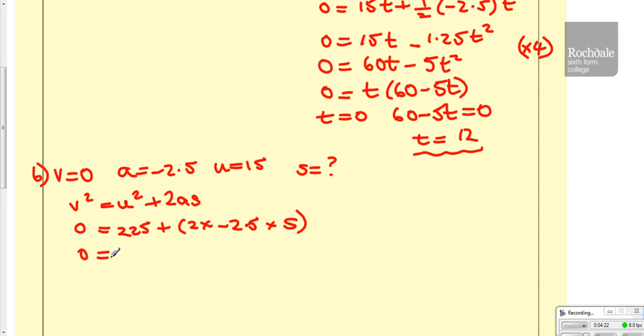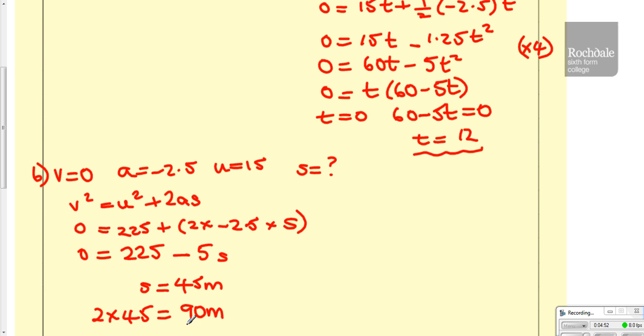Okay, simplifying, 225 minus 2 times 2.5 is 5 times s, and if you rearrange that, we'll have s is 225 over 5, which is 45 metres. Now remember, that's the distance from the starting point to the point of instantaneous rest. It then moves all the way back to the origin. So during the whole motion, it's doing that 45 metres twice. And so in total, it's gone a distance of 90 metres.